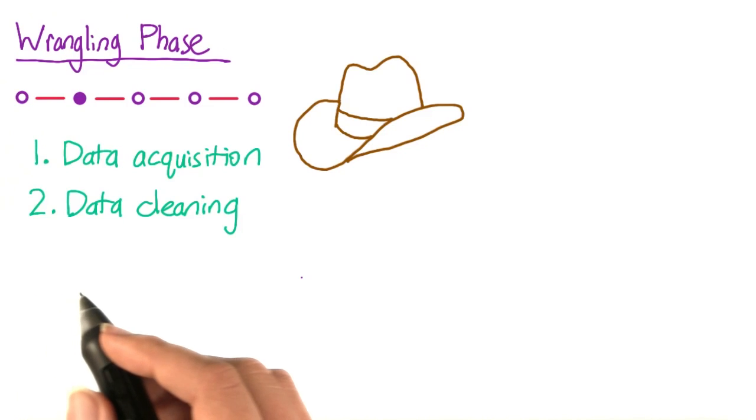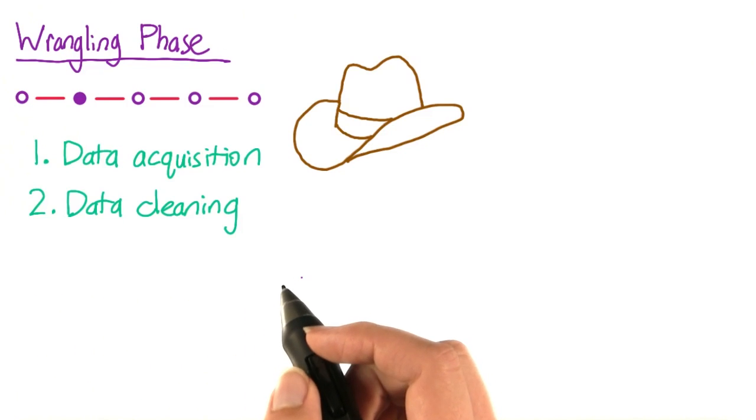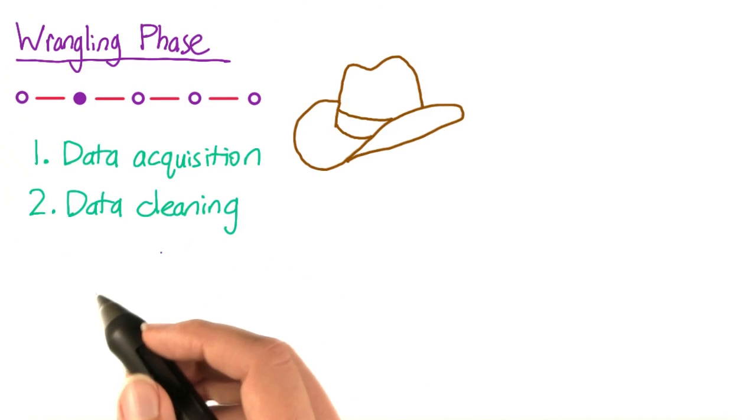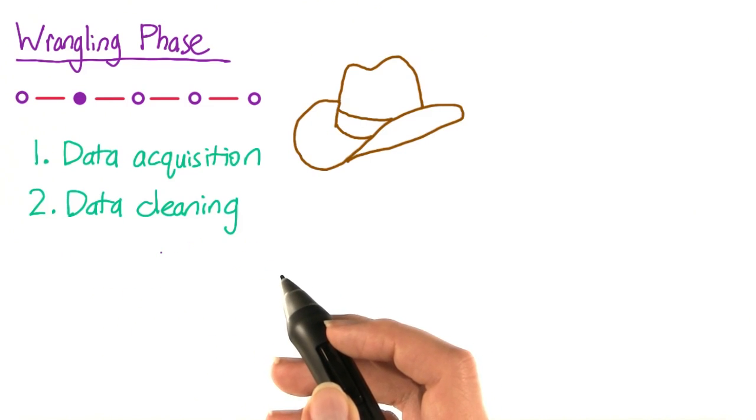So let's get started with the Udacity student data. We'll start with the data wrangling phase, that is, acquiring and cleaning the data, and you'll pose a question once you know what data you have to work with.